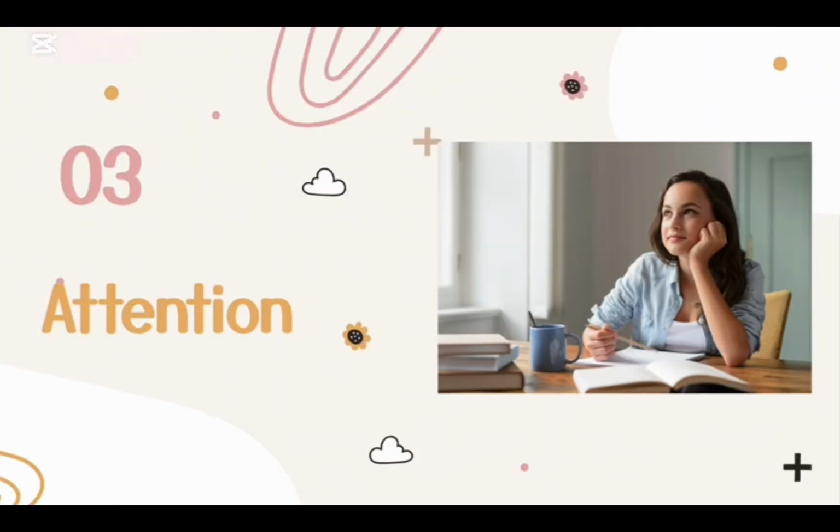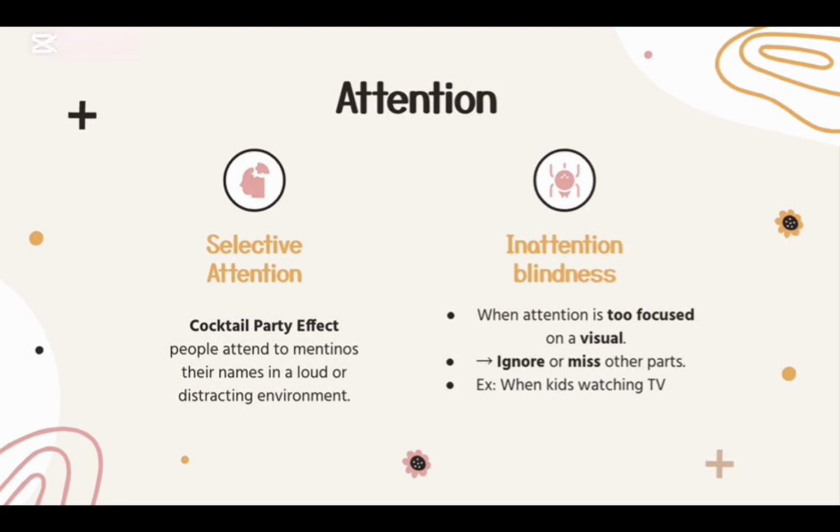So finally, I will talk about attention. Attention has two types. The first one is selective attention, and an example of this is the cocktail party effect. People attend to mention of their names in a loud or distracting environment. For example, if you're in a club or a noisy place and someone calls your name, you will react right away. And second, inattentional blindness is when attention is too focused on the visual, so you ignore or miss other parts.